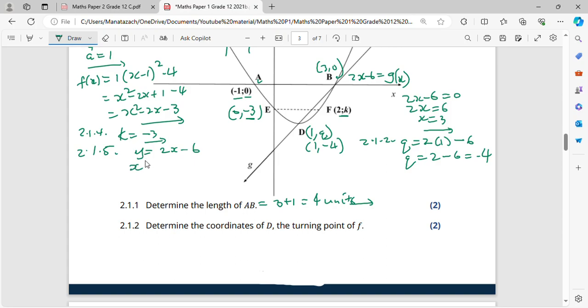So instead of y, you put x, then instead of x, you put y, and then thereon you'll solve for y. So 6 will come this side as positive, equals to 2y. Then you divide all the terms by 2. Then you find that the equation is going to be y is equal to 1 over 2 x plus 6 divided by 2 is 3. Or if you like, you can just write this in terms of inverse of g of x.